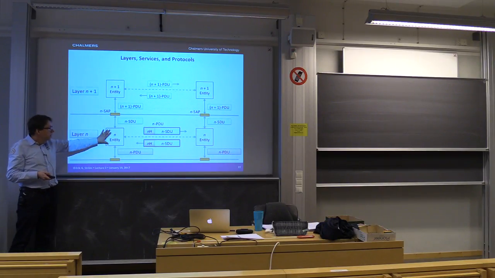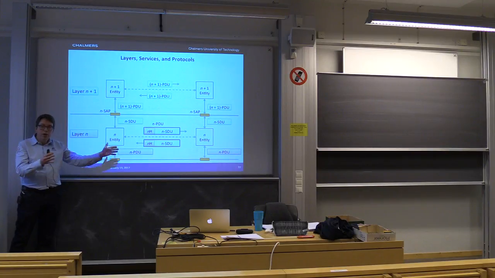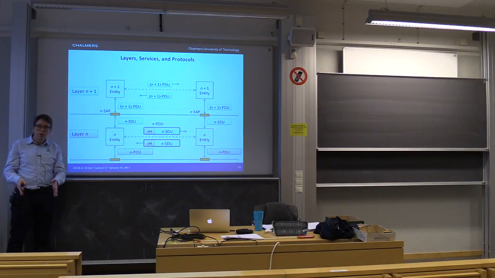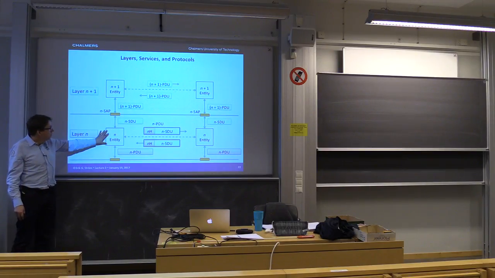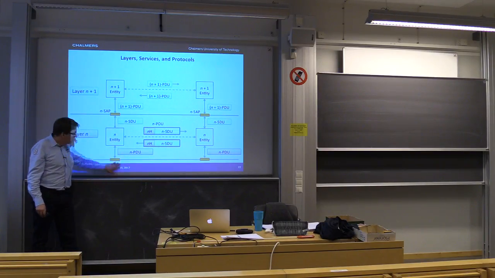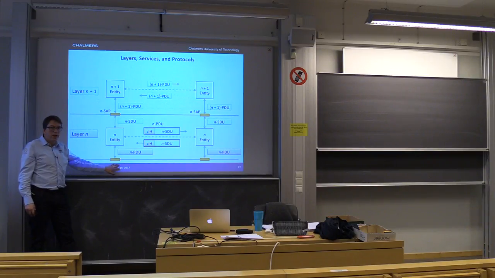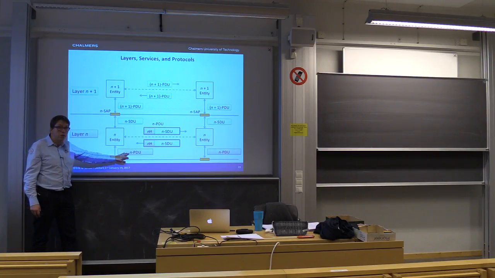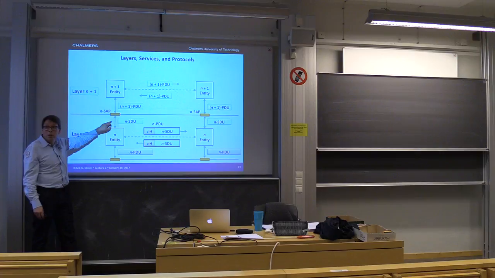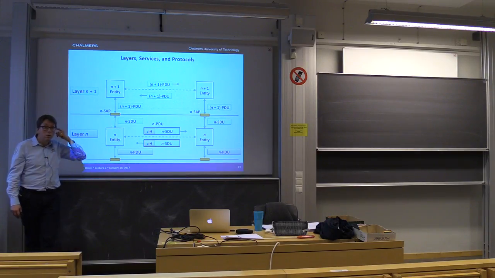Obviously, the virtual communication between these entities is done through the layer, using services on the layer below us. So these PDUs are then sent down here to the layer n-1. And when it goes from here to here, it changes name from n PDU to n-1 SDU, just as we did here. Questions?